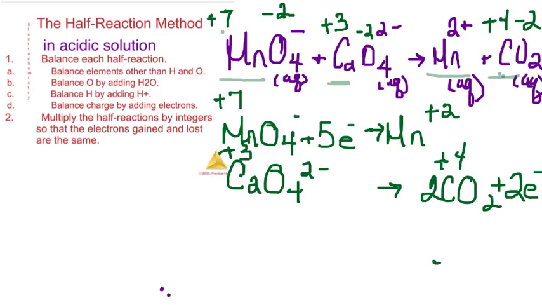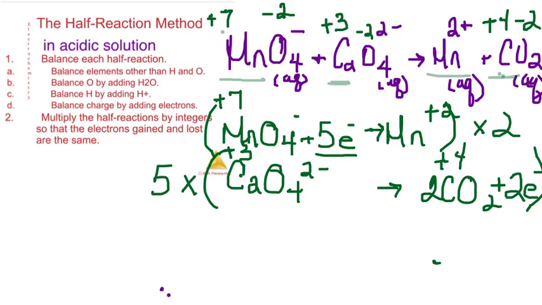So we can't have a reaction where one species is gaining 5 electrons and the other one's losing 2. How can this gain 5 electrons if this only lost 2? Our electrons lost and gained have to be equal. And so in order to do that mathematically, we would multiply both by the least common multiple. And so I would multiply this half reaction by 2, which would give us 10 electrons gained, and I would multiply this reaction by 5, which would give us 10 electrons lost.